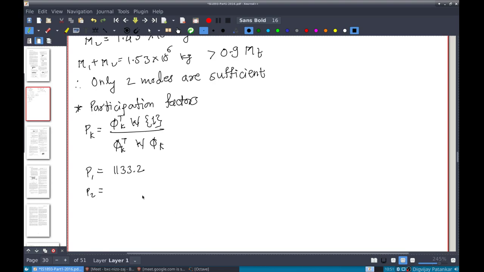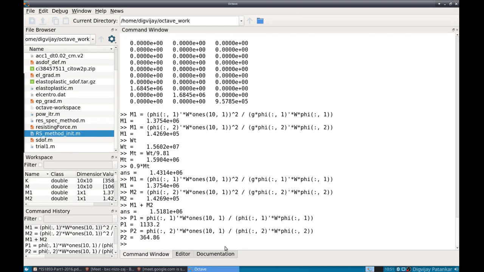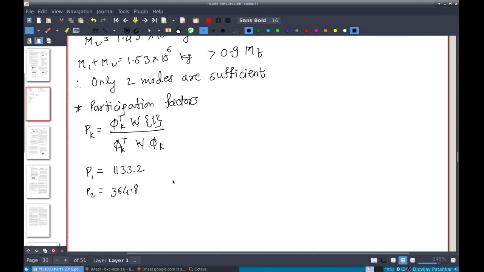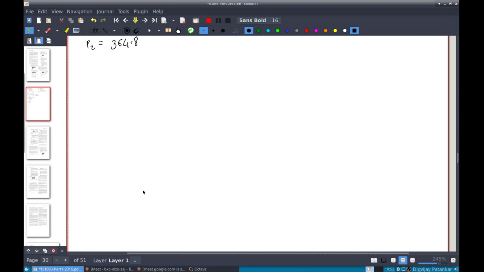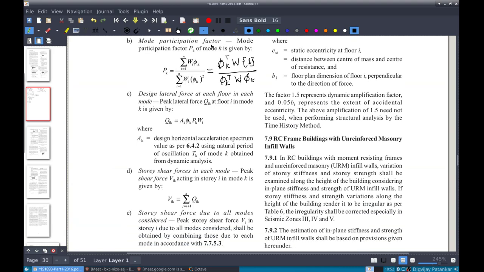So 364.86. 364.8. Let's just check. Okay. So we have P1, P2. I don't need more participation factors because that's more than enough for us. Only 2 modes need to be considered. Now go ahead and see the next one, that is B part is done.